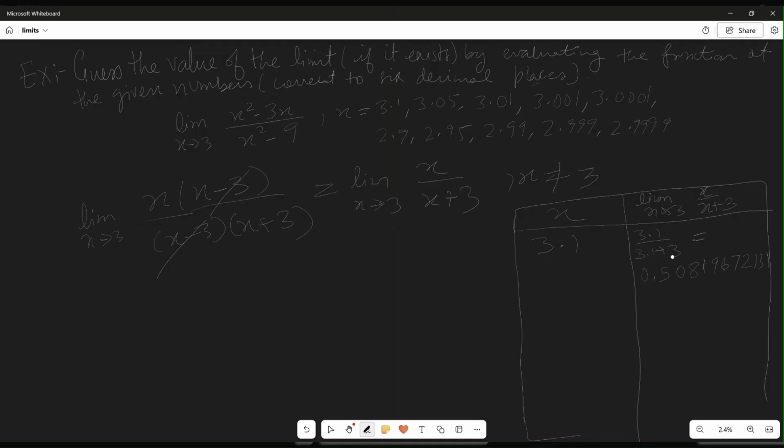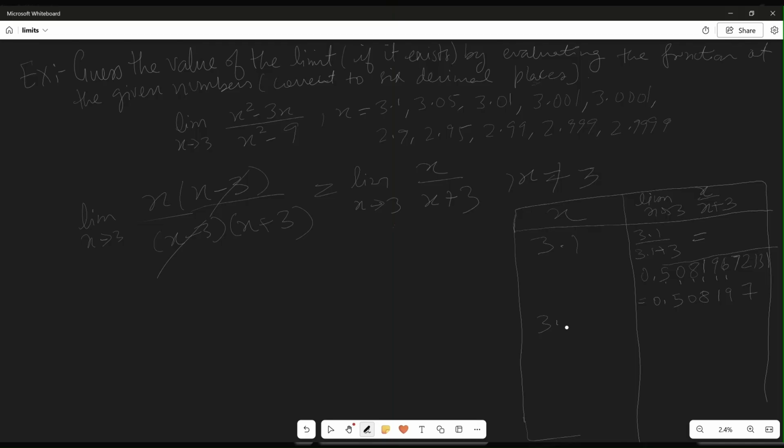0.5081967131. I mean, it goes on, right? But we've been asked specifically for 6 decimal places, and the digit after the 6th is 7, so we can round this up and it would be 0.508197. And you are going to do the same thing for the rest of the values. I'll just do a couple more.